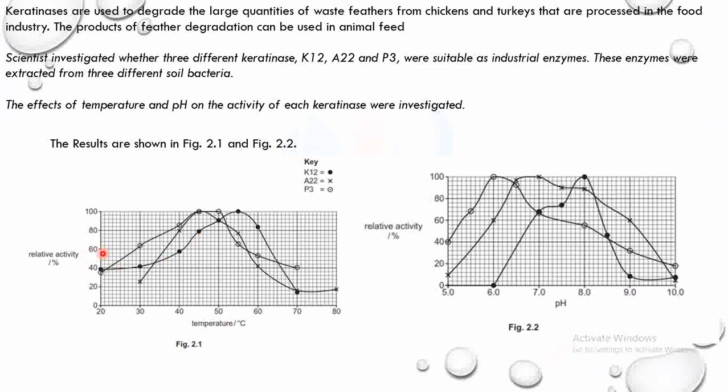So 60%, let's trace it. A22 is this, okay, X steric. So you trace it, that's this one. So here, remember that each box here is 1. So A22, trace 60, that is where it touches the graph. That's here, that's about 36.5.